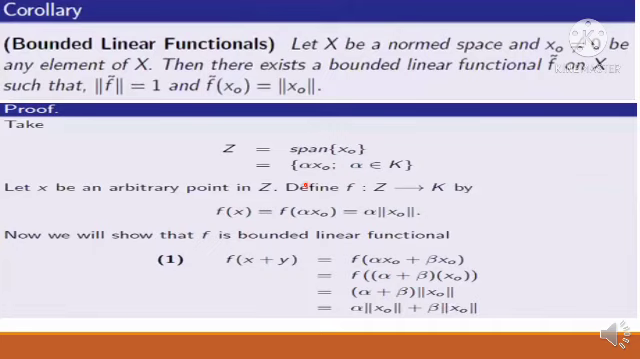Now we will prove some important consequences, that is some important applications of the Hahn-Banach theorem for normed spaces, in which corollary number 1 is about bounded linear functionals. Let X be a normed space and x0 not equal to 0 be any element of X. Then there exists a bounded linear functional f tilde on X such that the norm of this f tilde is equal to 1 and the value of f tilde on x0 is equal to the norm of x0.